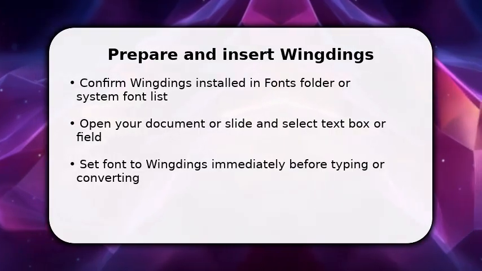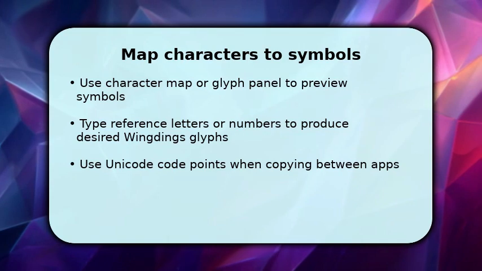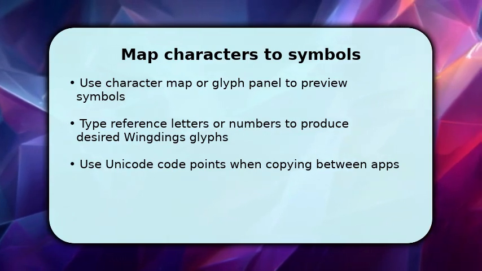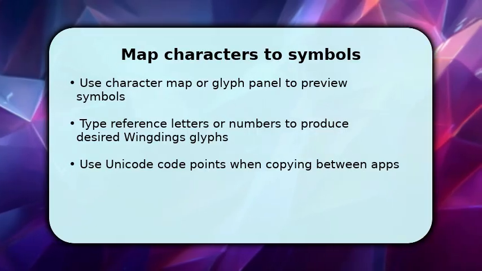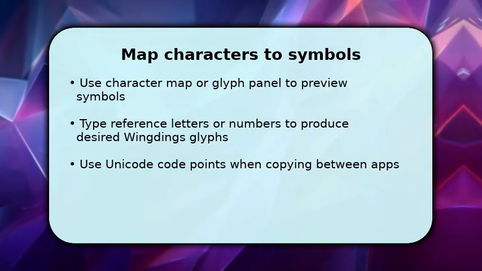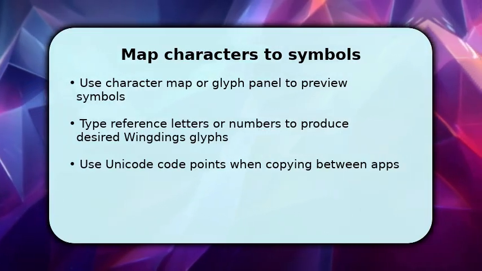Make sure to save a copy using a standard font for editability later. Now you map the characters you need. Open a character map or glyph panel to preview Wingdings symbols so you can pick exact glyphs. Type the corresponding letters or numbers in your document while the font is active. Once done, they render as symbols.